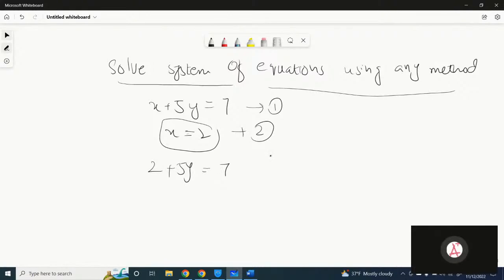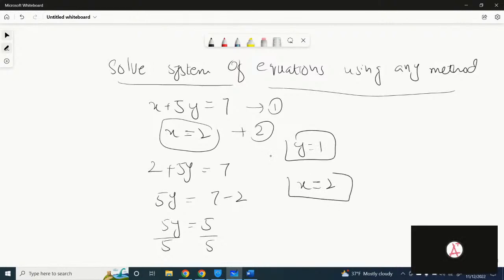So you have to isolate the y variable, shift 2 to the other side. It would be 5y equals 7 minus 2. 7 minus 2 is 5, so 5y equals 5. Just divide both sides by 5, so it would be y equals 1. So you already have x equals 2 and y equals 1 for the equation.